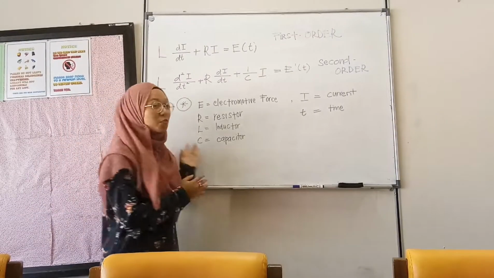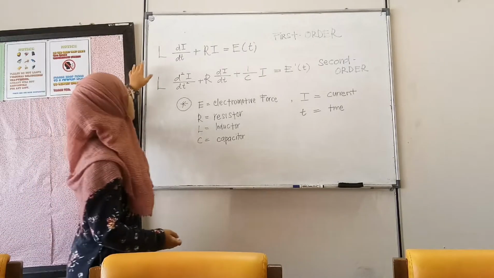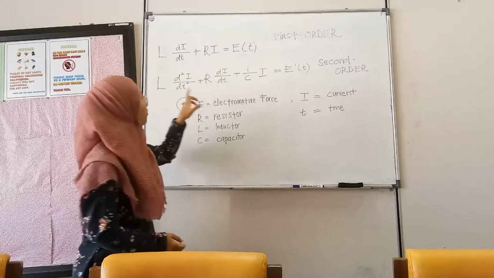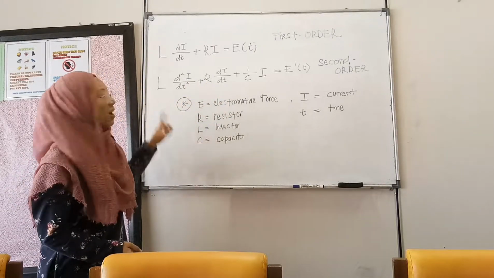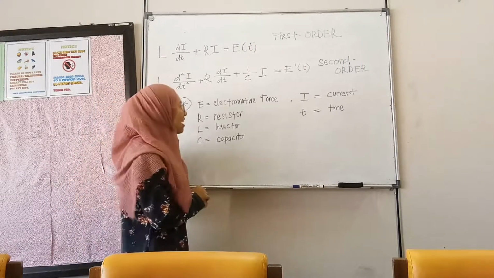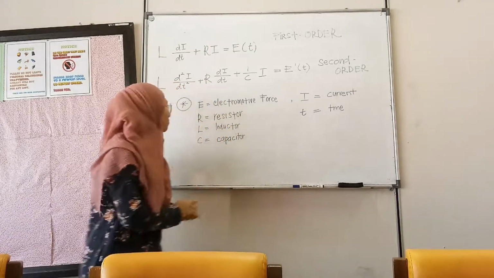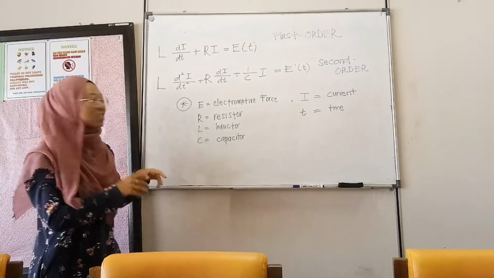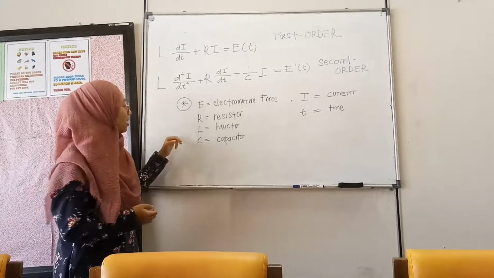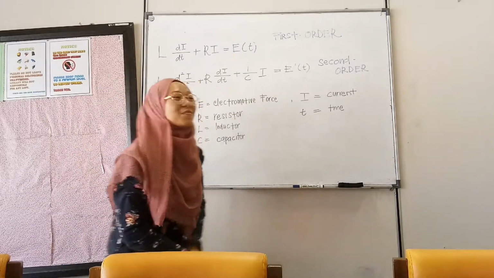Okay, here are some formulas that we use for our examples. This is the first order formula: L di/dt plus Ri equal to E(t). And for the second order: L d squared i/dt squared plus R di/dt plus 1 over C times i equal to E'(t). E stands for electromotive force, R represents resistor, L for inductor, C for capacitor, I for current, and T for time.